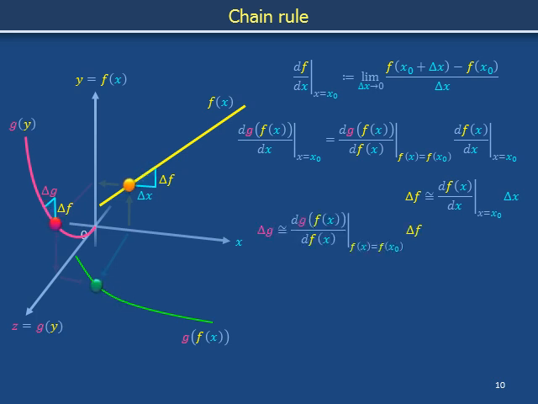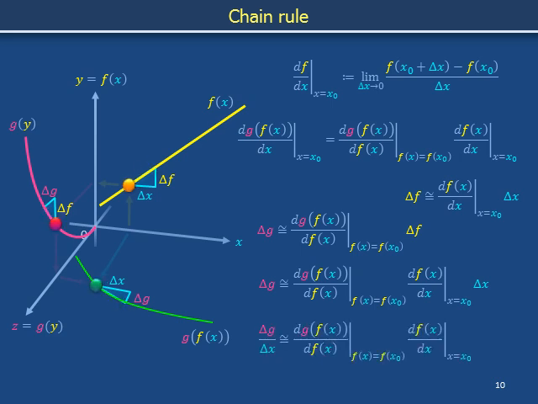So delta g is roughly d g(f(x))/d f(x) at f(x) equals f(x naught), times delta f. Substitute here for delta f the expression for delta f from the preceding line to learn that delta g is roughly equal to d g(f(x))/d f(x) times d f(x)/dx times delta x. Divide both sides by delta x to conclude that delta g over delta x is roughly dg/df times df/dx.